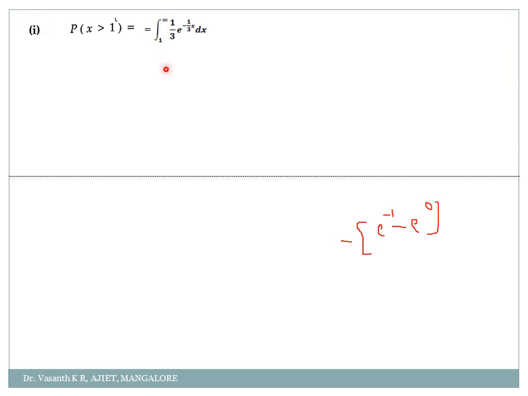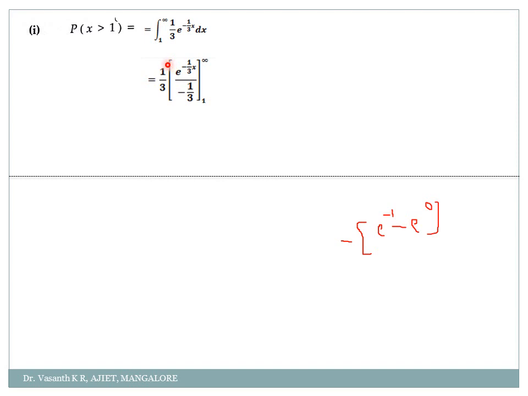Remember my dear students, exponential is a curve which is defined between 0 to infinity. Am I right? So here x greater than 1 means you have to take from 1 up to infinity. Now I'll integrate this. So 1 by 3 I kept as it is. Integration of e power x is e power x only, but whatever is multiplied to x I have to divide it. So here minus 1 by 3 is there, so I am dividing by minus 1 by 3 with the limit 1 to infinity.